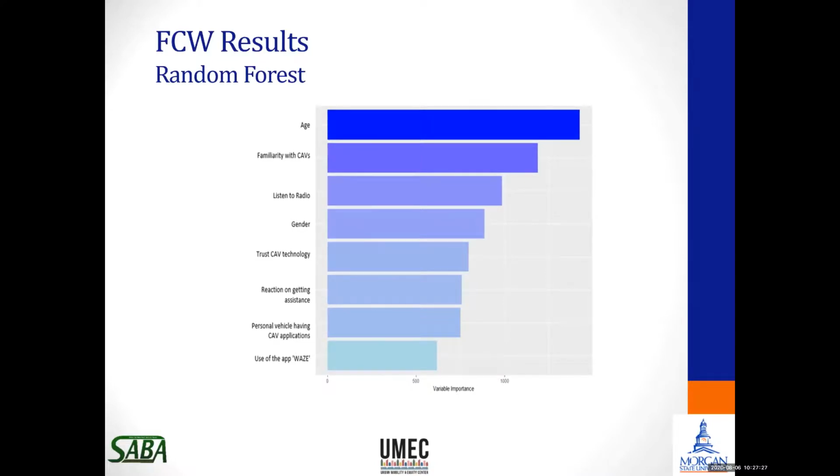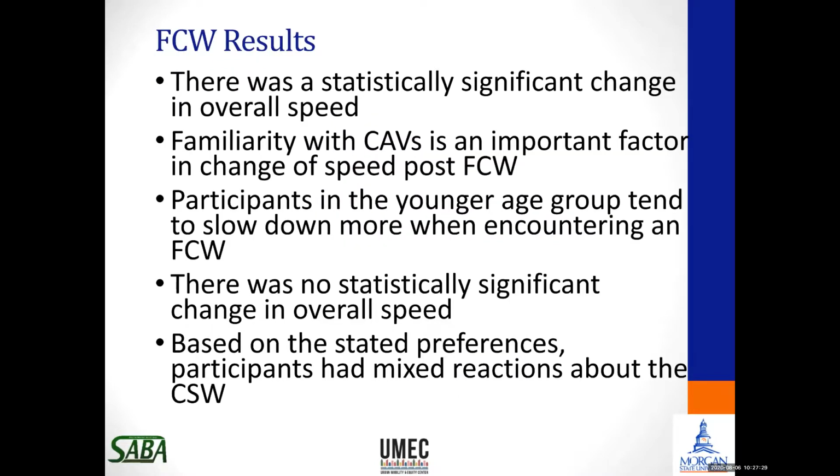So what we get from the forward collision warning is there was a statistically significant change in overall speed when there was a forward collision warning. Familiarity with CAV affects that, and participants in the younger age group tend to slow down more when encountering the FCW.